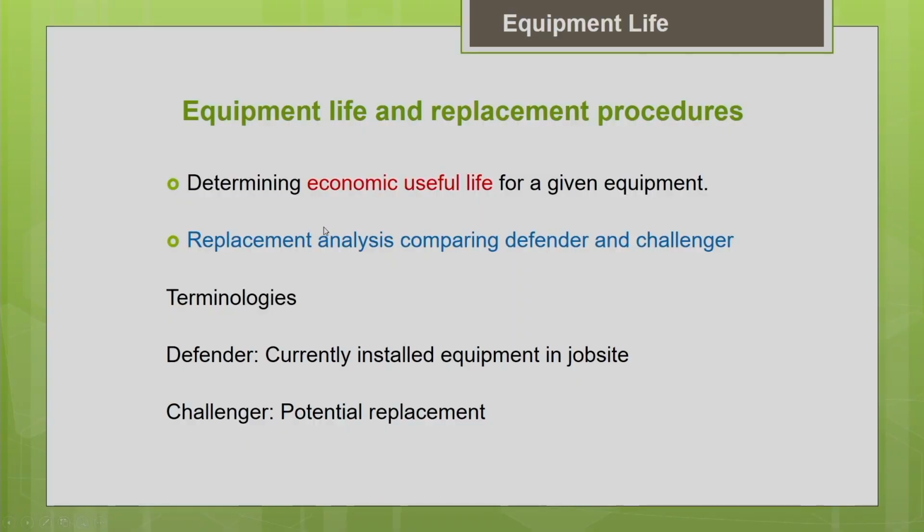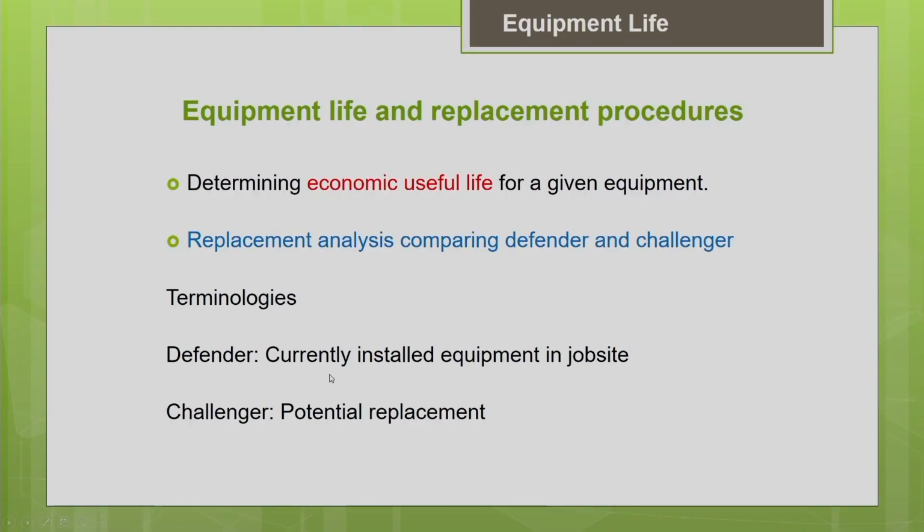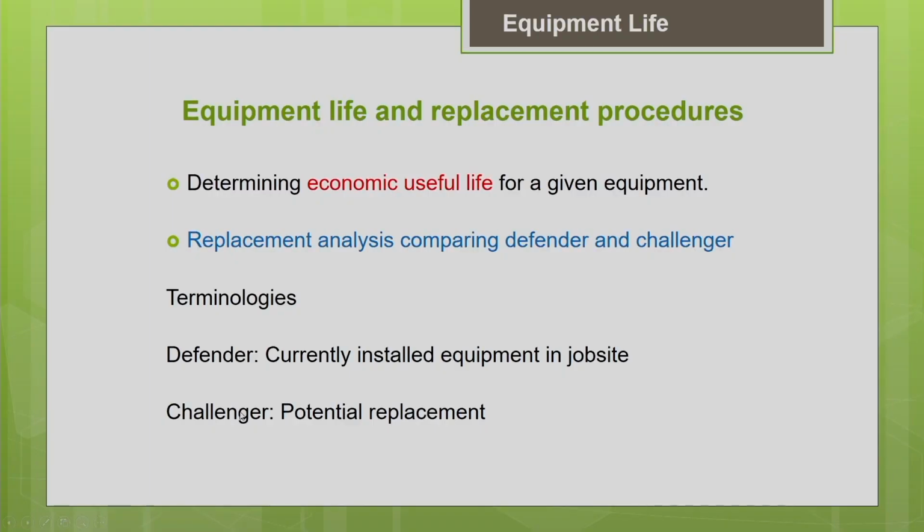The next thing we are going to discuss is, once you have decided to replace your machine, we have to look for the alternatives. What are all the alternative machines available in the market to replace my current machine in the project site? Okay. There are some terminologies we need to know. The currently installed machine at the project site, any currently installed equipment or asset, we call it the defender. And the proposed equipment which you are considering for replacement, the potential replacement, is called the challenger. So, these terminologies you should be aware of.